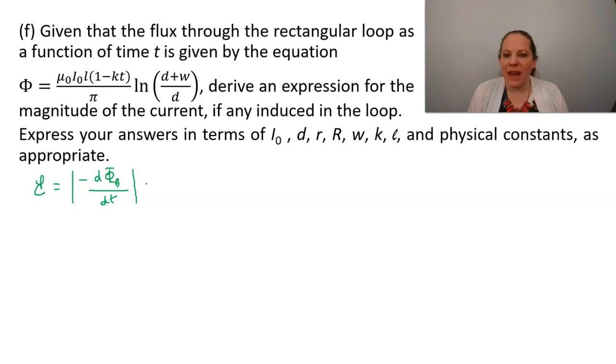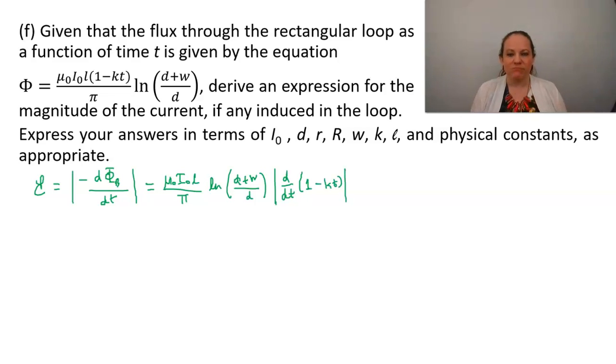And so we have a bunch of constants here. Mu naught, I naught, L over pi, natural log of d plus w divided by d will also be a constant if we had a value for that. And then that will be multiplied by the absolute value of d dt of 1 minus kt. So that turns out not to be that awful, actually, right? We just have a bunch of constants times an actually really simple integral.